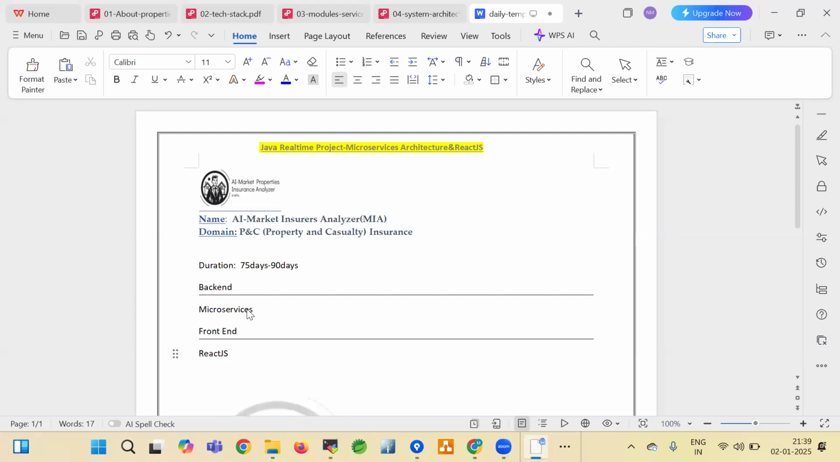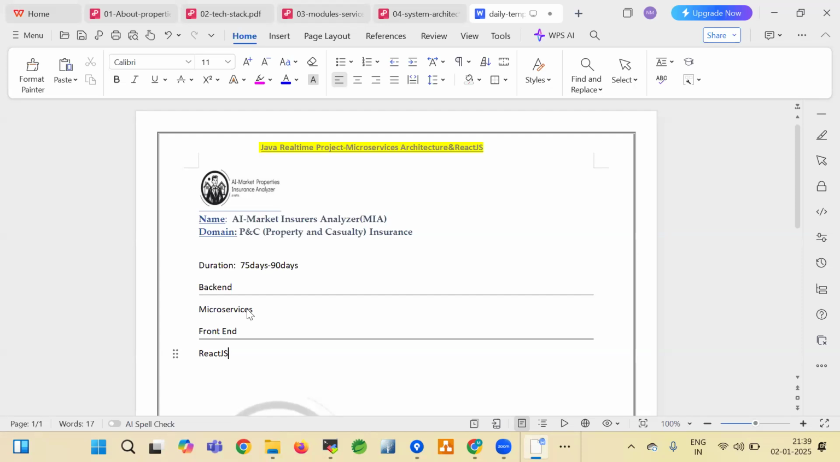library that we're going to use, and then build a control plane where all the services will be integrated to give a complete product suite, that is the Market Insurers Analyzer product suite, to the end customers. So what is this project about? Market Insurers Analyzer, what is this project about?